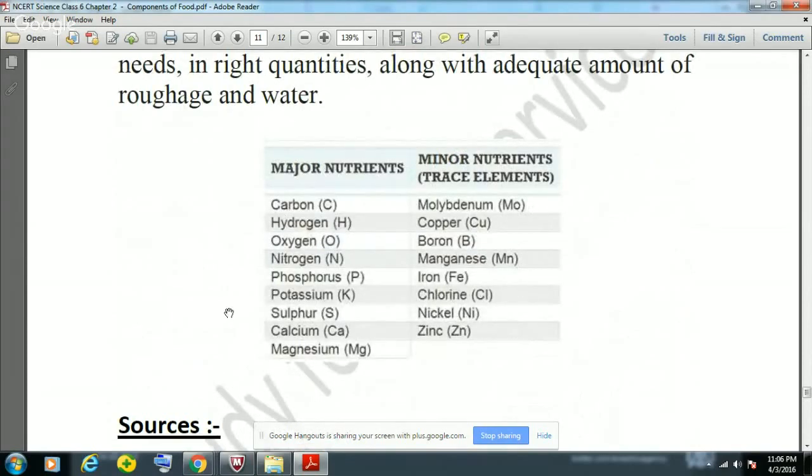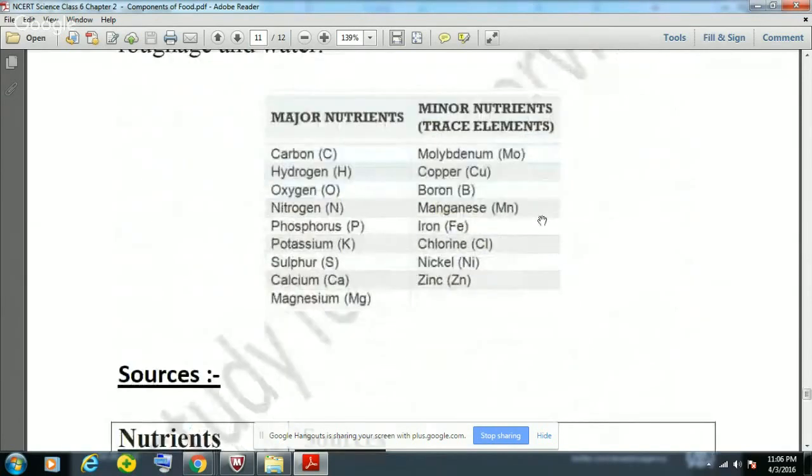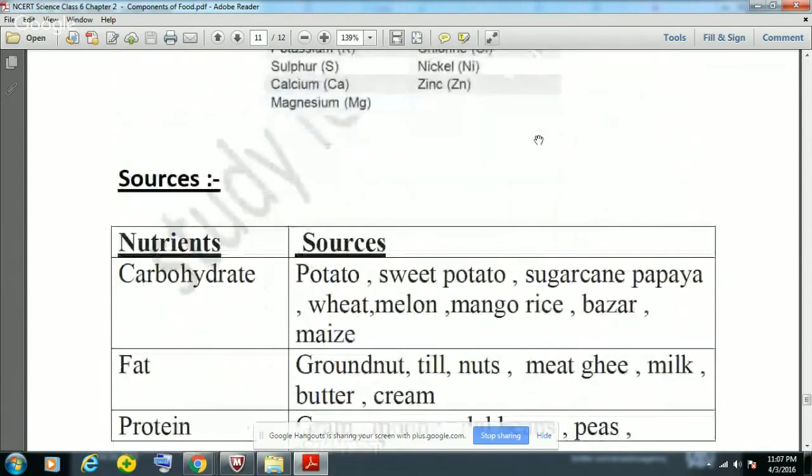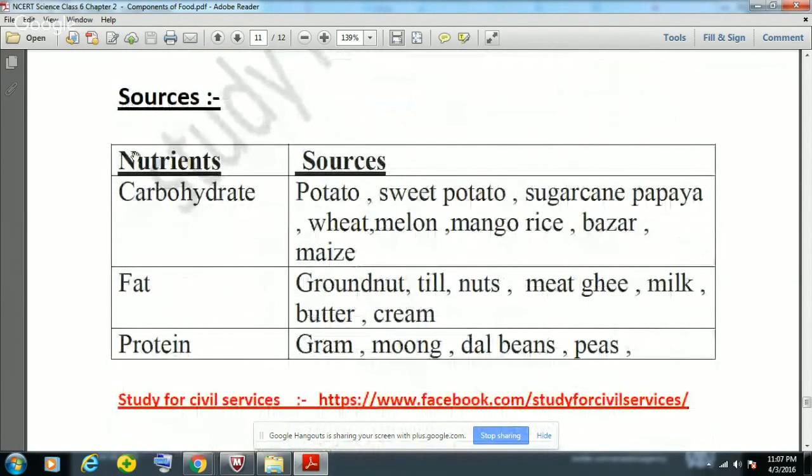These are the major nutrients required by the body, and these are the minor nutrients. This we collected from the net. The major nutrient list is carbon, hydrogen, oxygen, nitrogen, phosphorus, potassium, sulfur, calcium, and magnesium. Minor nutrients could be molybdenum, copper, boron, manganese, iron, chlorine, nickel, zinc. These are the nutrient lists, and these are the sources of these nutrients.